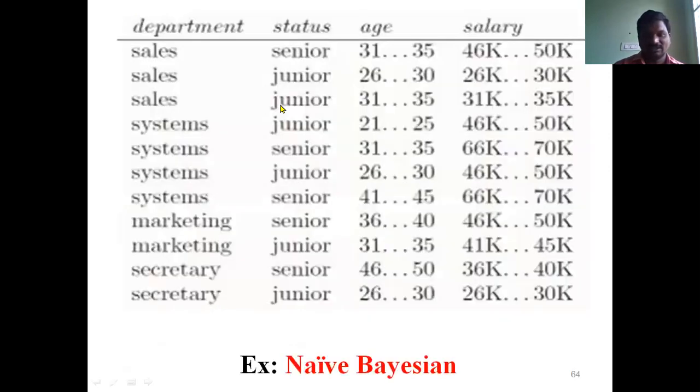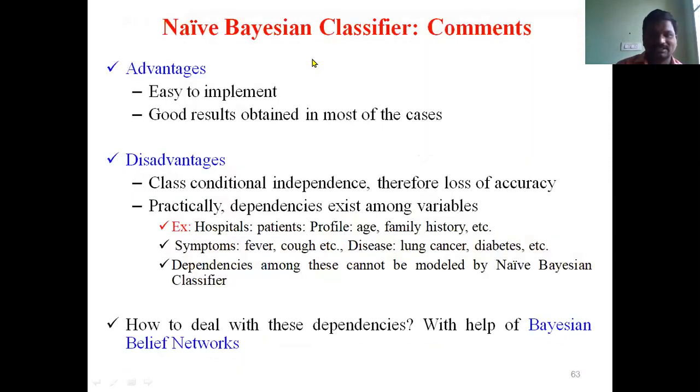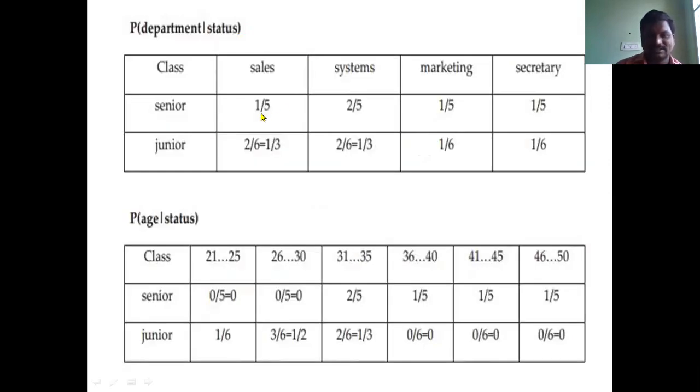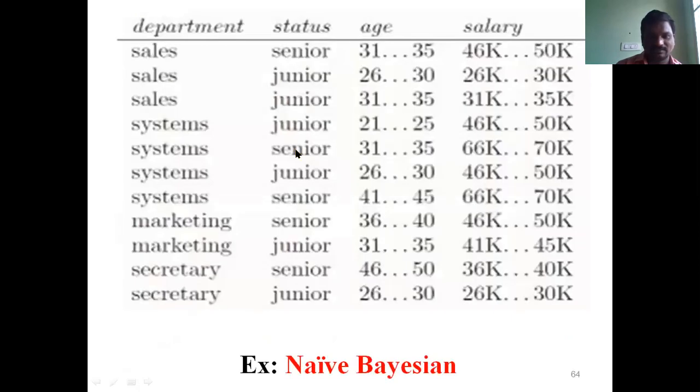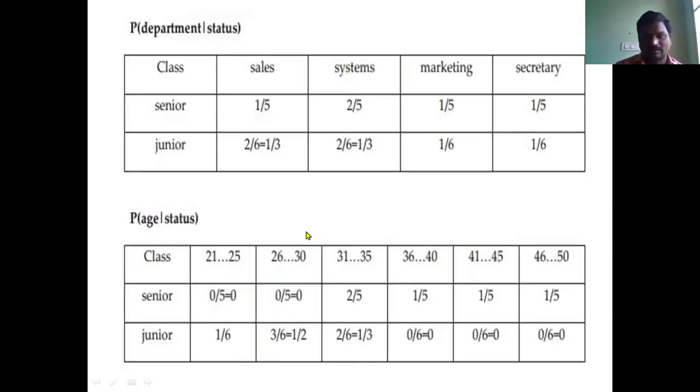Here, total how many seniors are there? 1, 2, 3, 4, 5. Among the 5, in the sales department, only one senior is there. That's why 1 divided by 5. System: seniors for the system department. Take the system department. Here in the system department, two seniors are there. How many seniors? 1, 2, 3, 4, 5. Two divided by 5. And then marketing, 1 divided by 5. And then secretary, 1 divided by 5.